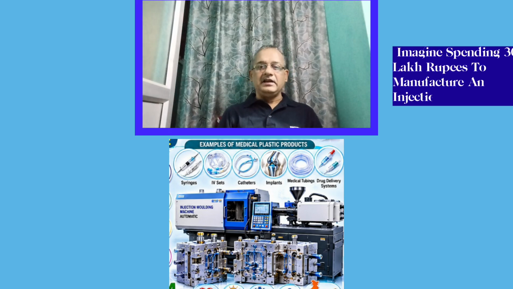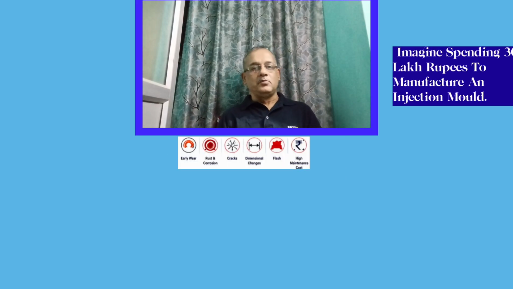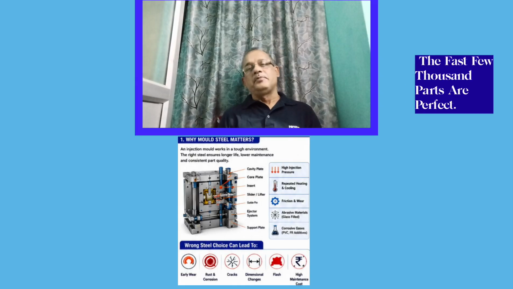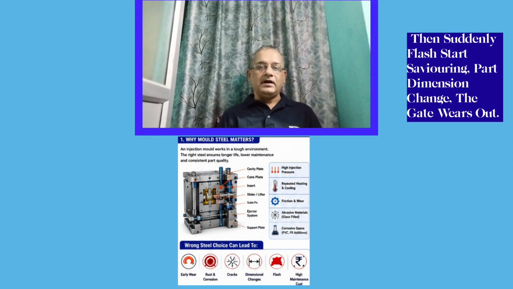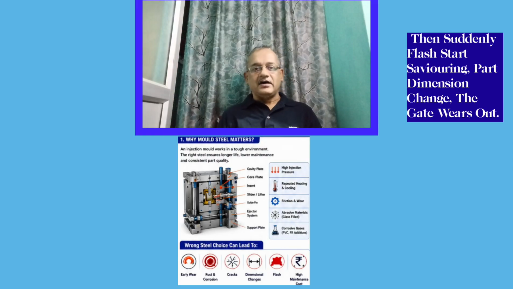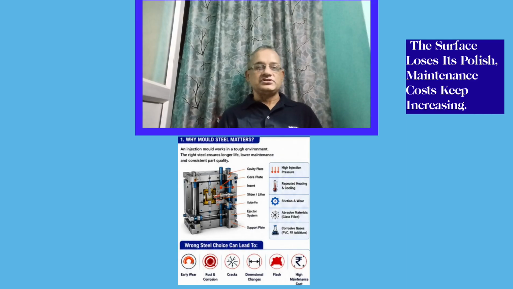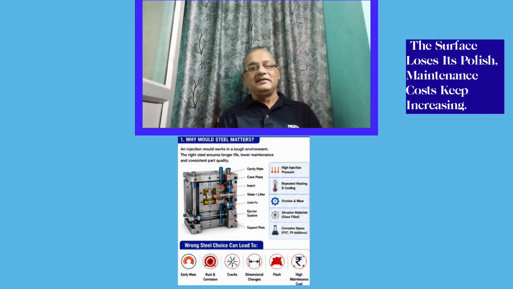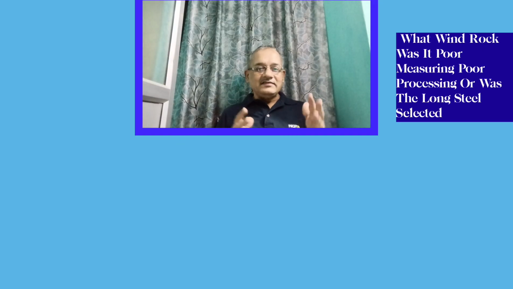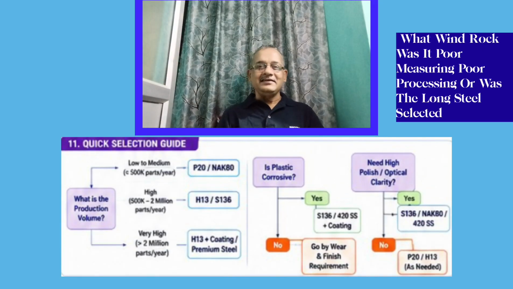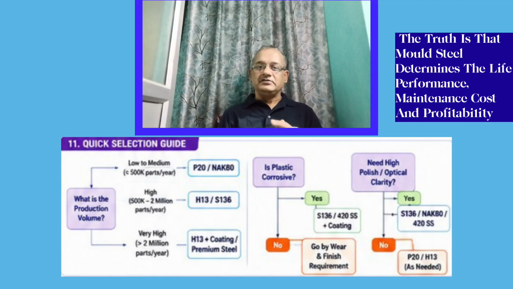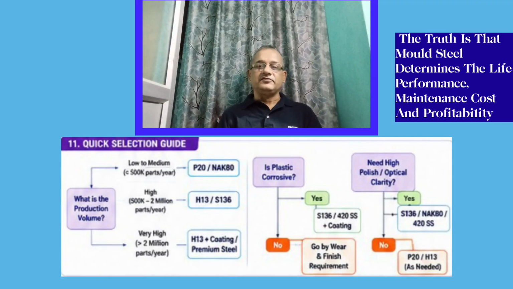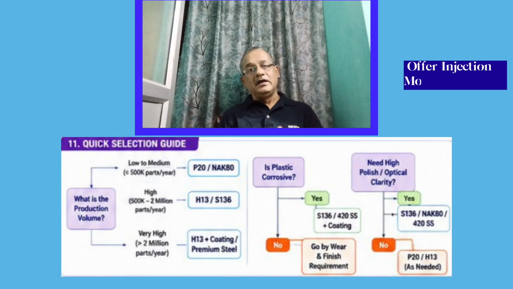Imagine spending 30 lakh rupees to manufacture an injection mold. The first few thousand parts are perfect. Then suddenly, flash starts appearing, part dimensions change, the gate wears out, the surface loses its polish, maintenance costs keep increasing. What went wrong? Was it poor machining, poor processing, or was the wrong steel selected from the very beginning? The truth is that mold steel determines the life, performance, maintenance cost and profitability of an injection mold.